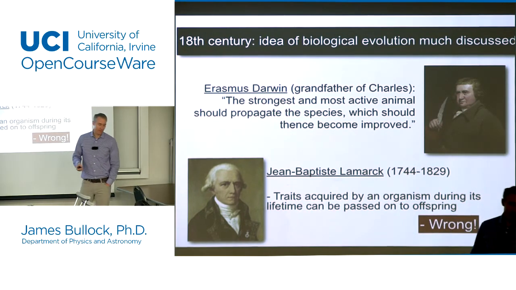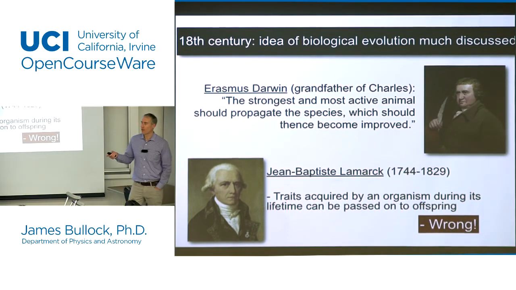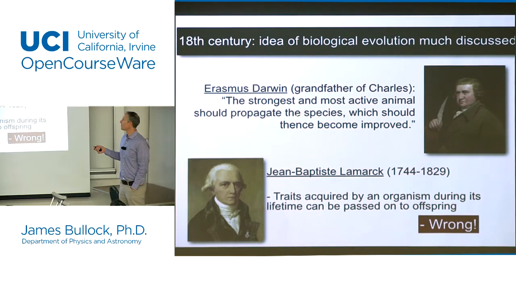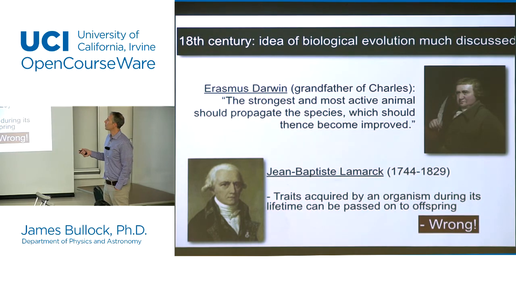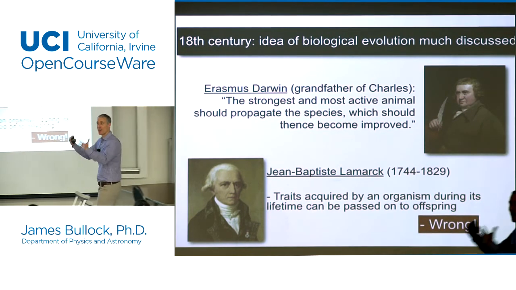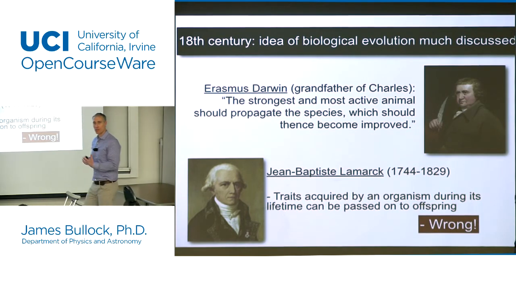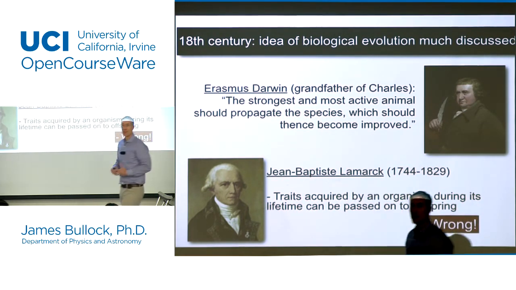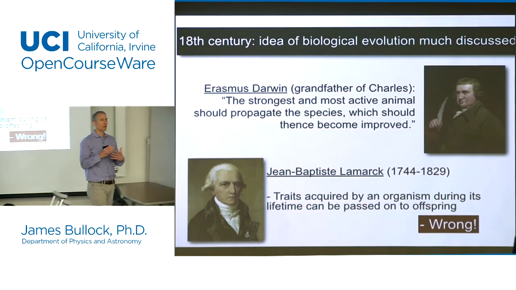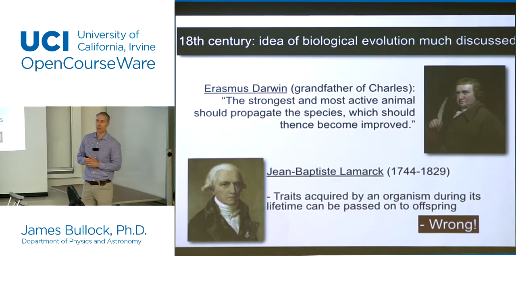Erasmus Darwin, not Charles Darwin, but his grandfather, was very interested in this idea of evolution. There's a quote: "The strongest and most active animal would propagate the species, which should then become improved." So the idea is that the strongest animal survives, and the next generation is also strong. This basic idea that there could be evolution in that way had been around.